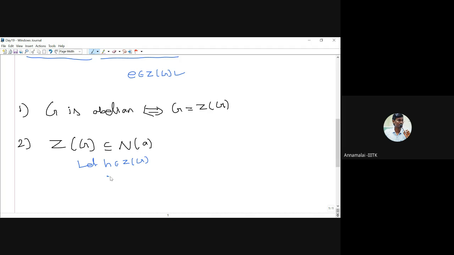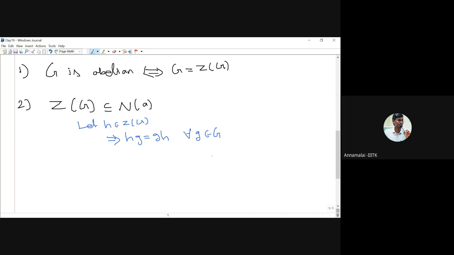Since h is an element of Z of G, it implies that h satisfies the commutative property with every element. Therefore hg equals gh for all g in G, by the definition of Z of G. So h satisfies the commutative property with every element of G. In particular, it satisfies the commutative property with the element a. So in particular, ha equals ah. Since h satisfies the commutative property with this a, it implies that h is a member of N of a.